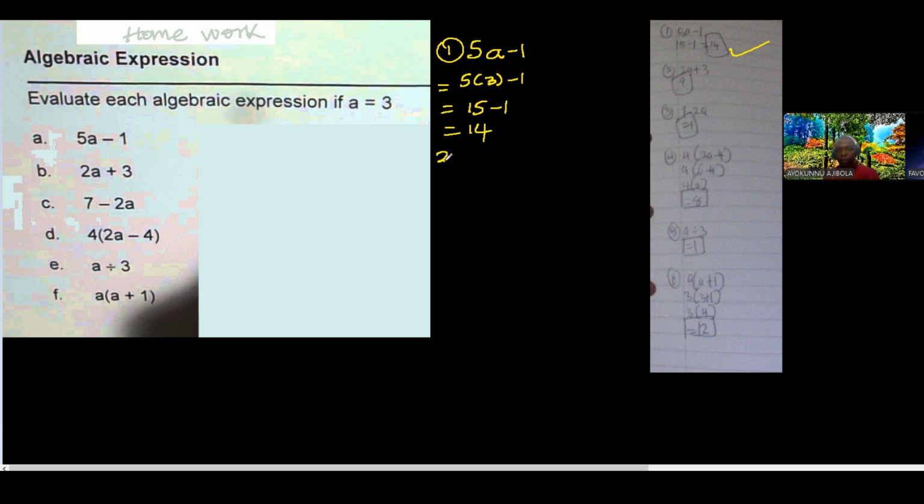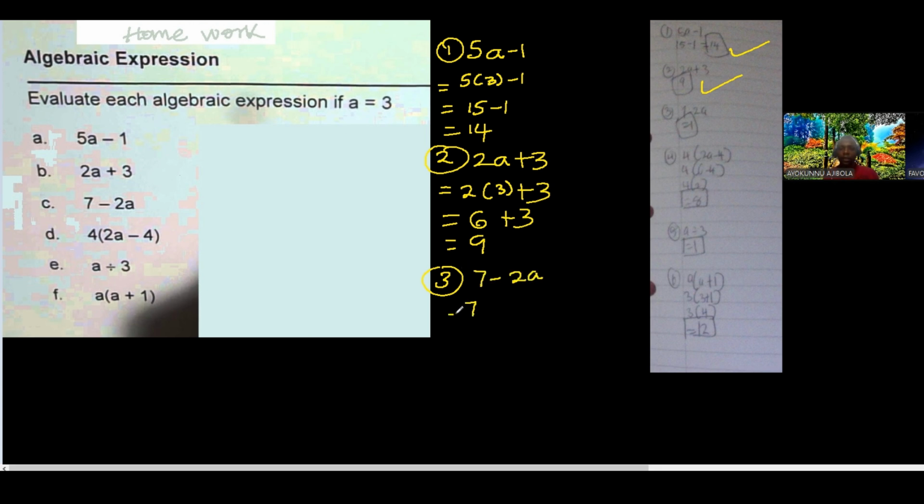Then number 2, we have 2a plus 3. A is also the same figure, which is 2 into 3 plus 3. And this will be 6 plus 3 because 2 times 3 is 6. And this is 9. Then number 3, we have 7 minus 2a. And that is equal to 7 minus 2 times 3. So this will be 7 minus 6, which is finally 1. And your answer is again correct.